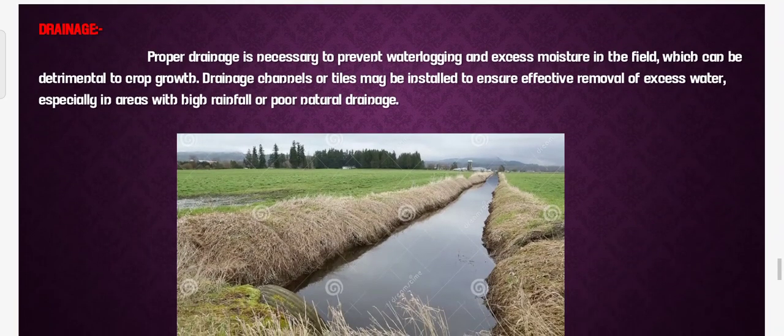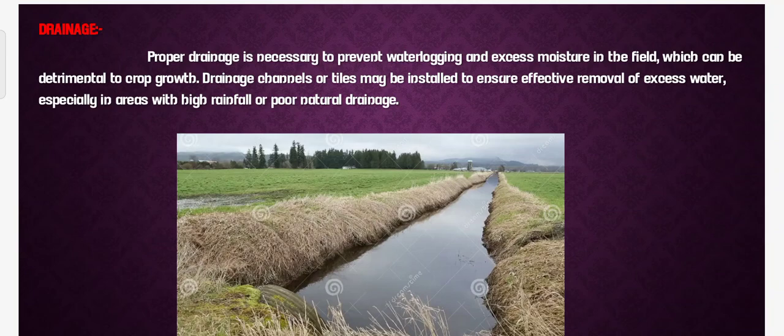Ninth one, drainage. It is the process of removing excess water from agricultural fields to prevent waterlogging and create suitable soil conditions for optimal crop growth. It involves design and implementation of various systems and structures to control and manage the movement of water out of the fields. There are two main types of drainage. One is surface drainage, second is subsurface drainage.